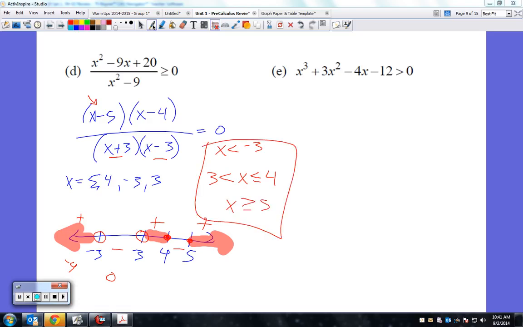Let me pause it. Someone's at the door. Alright, we get back. Good job. That's the answer. Nicely done. Let's move on. Or unless there are any questions. You got the gist of it? It's not bad, right? The algebraic manipulation. Let's go with E.